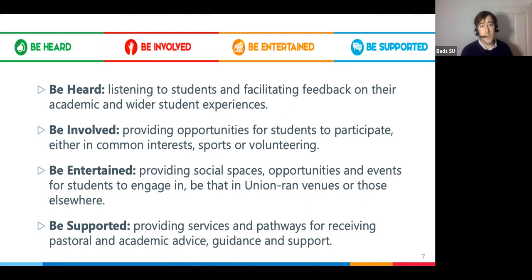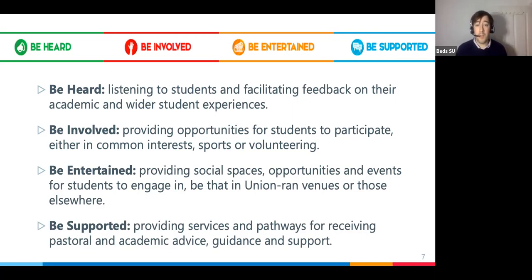So the be heard strand is all about listening to students and facilitating feedback. That's feedback on your course as well as the wider student experience. We do that through course representatives, through campus forums and representatives, and we do that, of course, through our executive officers. Students will reach out to our executive officers, and our officers will then attend committee meetings in the university and feed into the management of the university too.